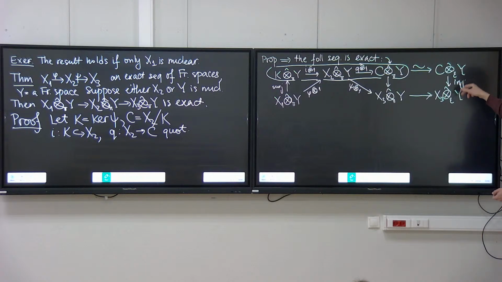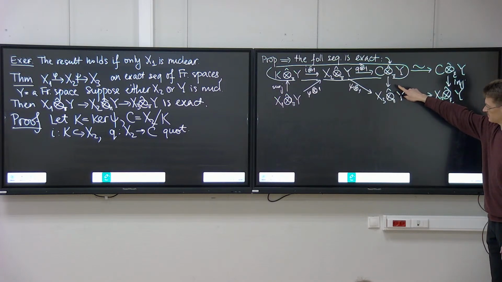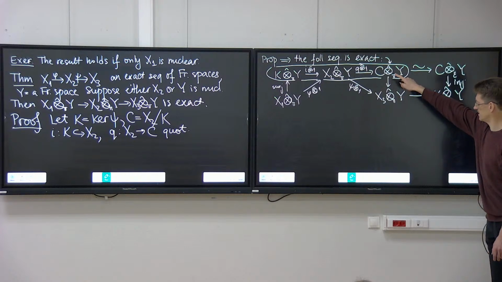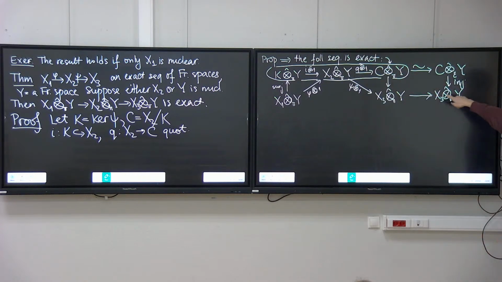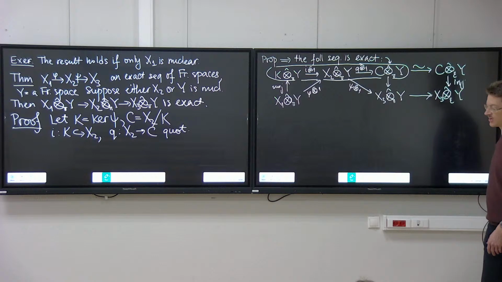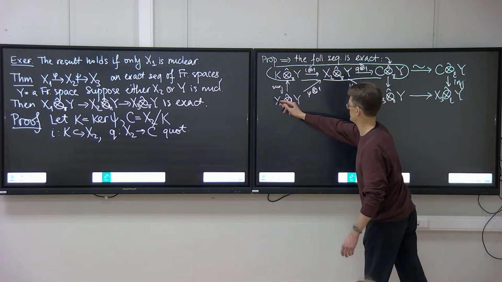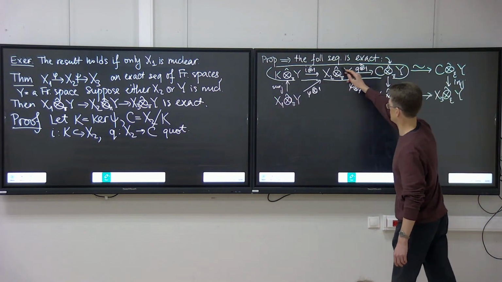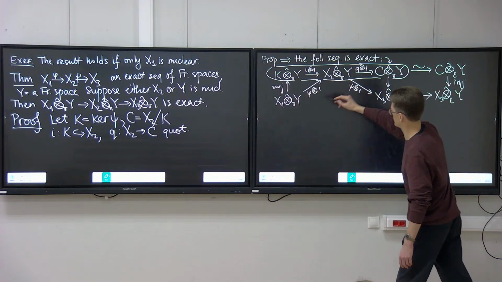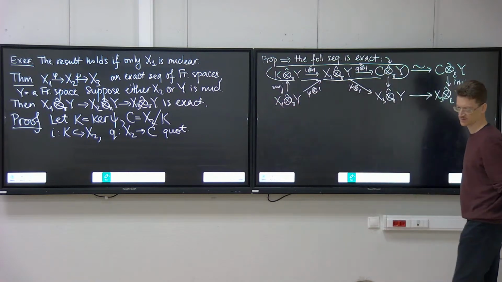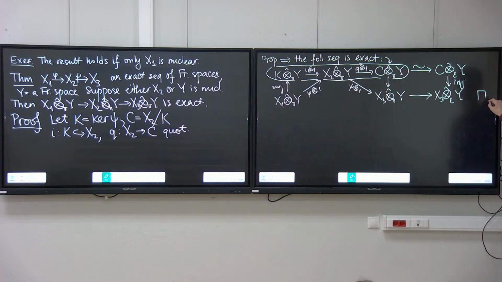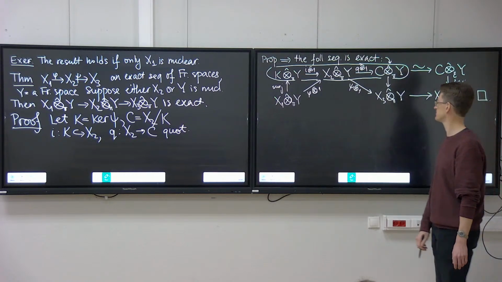This map is injective because the injective tensor product preserves injections. But this reason implies that this map is also injective. Because if it were not, then this composition would not be injective. This one is not injective, but this composition is injective. So this is also injective, and now a simple diagram chasing shows that the sequence we want, this sequence, which is here, is also exact. This is a simple exercise in diagram chasing.